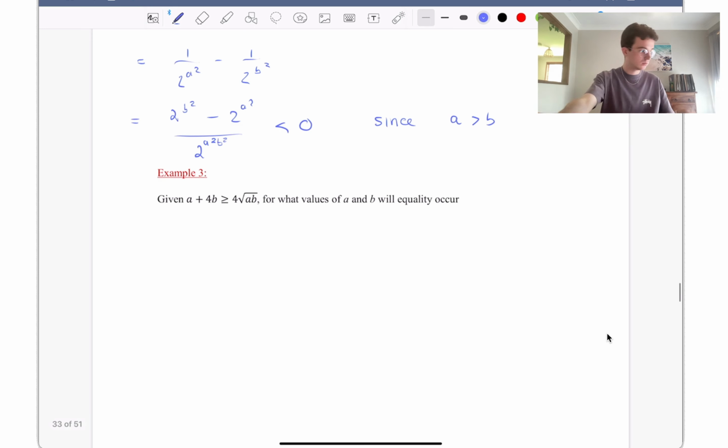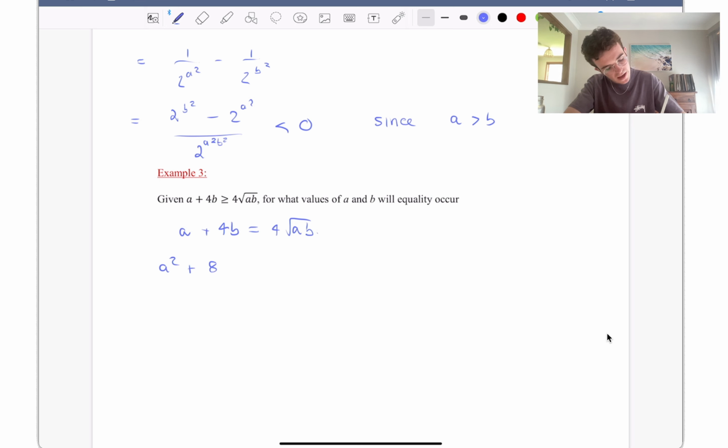Example 3. We're given that a plus 4b is greater than or equal to 4 root ab. For what values of a and b will equality occur? So let's assume that a plus 4b is equal to 4 root ab. We might square both sides. We're going to get a squared plus 8ab plus 16b squared is equal to 16ab.